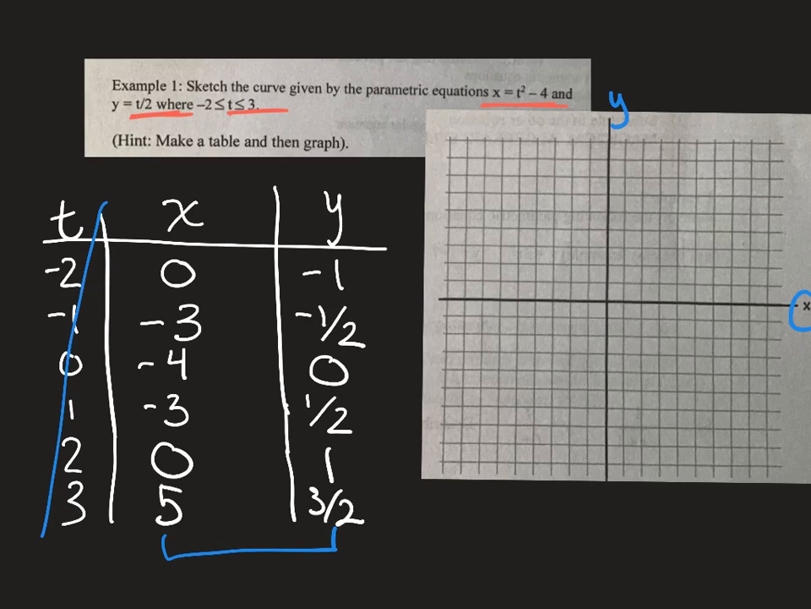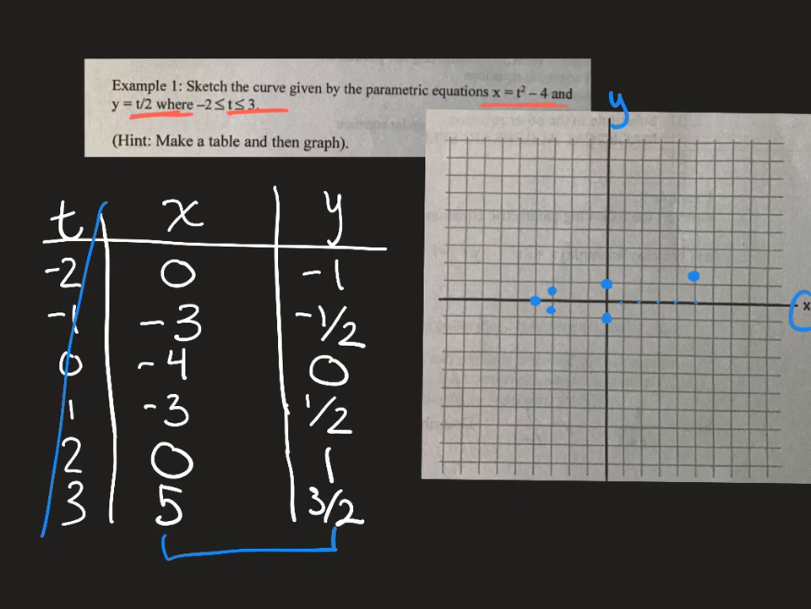So the first time that I plugged in, or the parameter, was -2. So I'm going to graph 0, -1. And then I'm going to graph -3, 1, then 2, 3, -0.5. And then I'm going to graph -4, 0. Then -3, +0.5, then 0, 1, and 5, 1, 2, 3, 4, 5, 1.5.